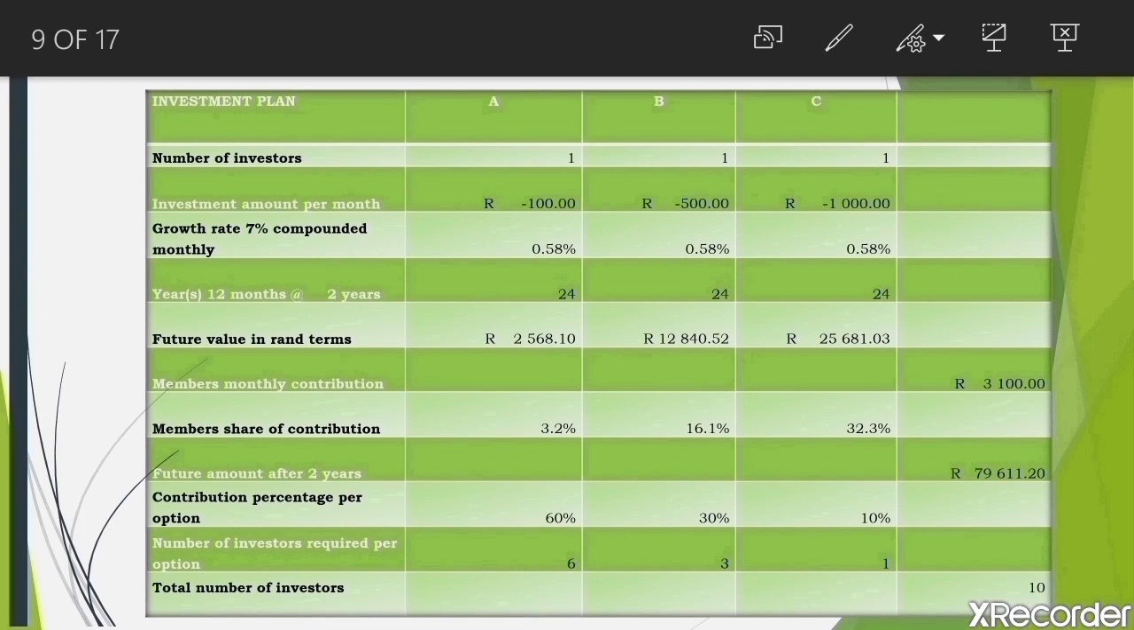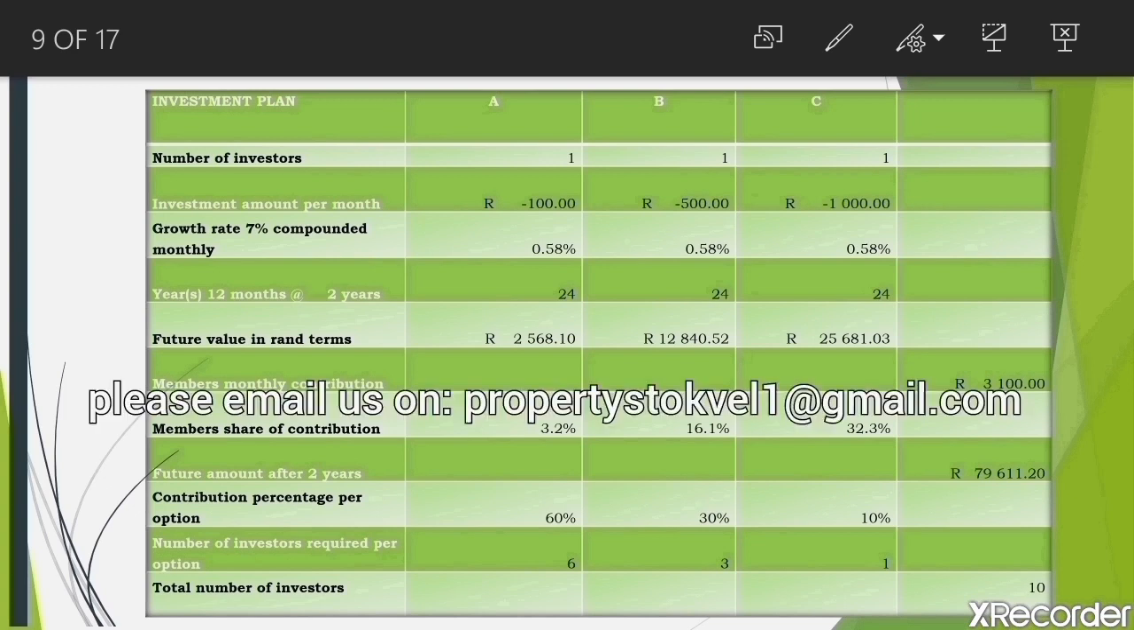Plan C membership ought to be parting with 1,000 Rand per month at 7% per annum growth rate, having a projected future value of 25,681 after 24 months. At this point, members will have a 32.3% share of the contribution profit sharing, and in terms of ratio, this plan is likely to have fewer people choosing it and is placed at 10%.